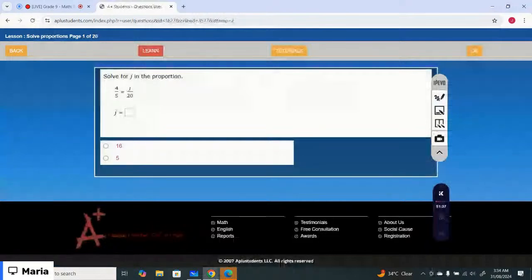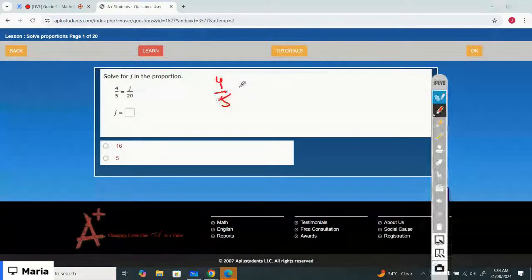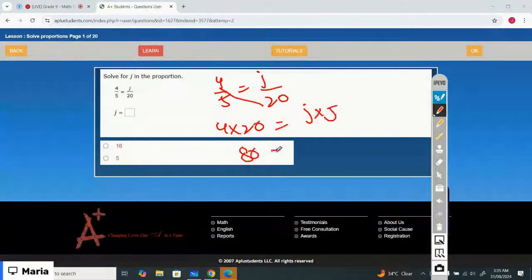Okay, solve for j in the proportion. That is 4 over 5 equals j over 12. You have to solve for j. So let's see how we solve. You have to cross multiply, so 4 times 12 equals j times 5. 4 times 12 is 48, then divide by 5 on both sides, so j equals 16. Option number 1 is the correct option. 16 it is.